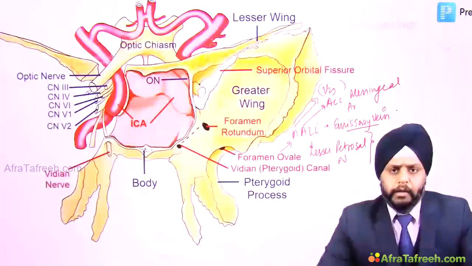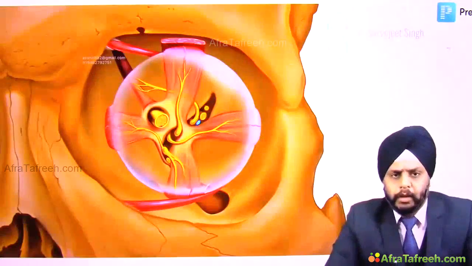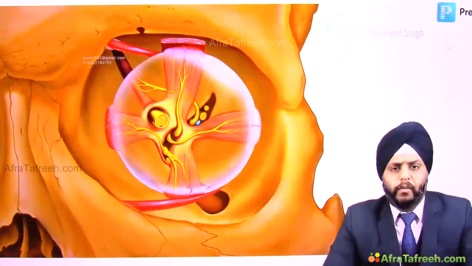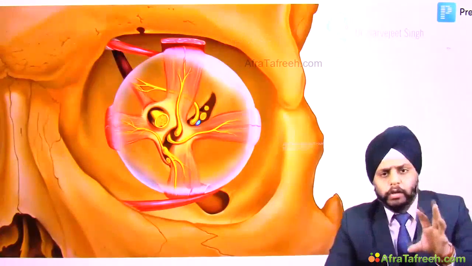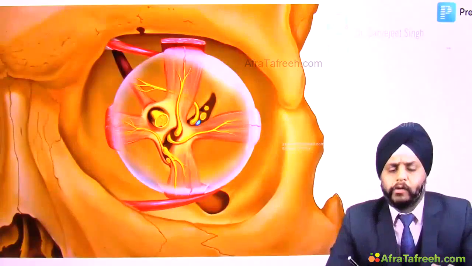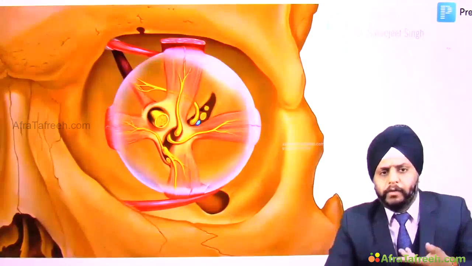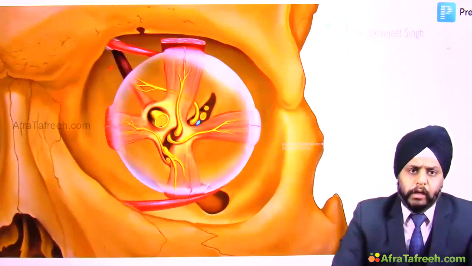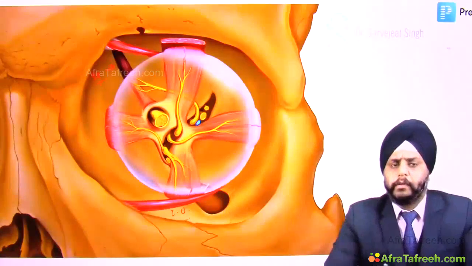Okay, right. So after looking at this image, let's go and look at this image. What is this image? Now this is the image of the left orbit. In this image, we can see the orbit, we can see the globe. The globe is shown as a transparent sphere, and we can see the extraocular muscles. You can see the superior rectus, the lateral rectus, inferior rectus, and the medial rectus, and then the superior oblique and the inferior oblique muscles also.